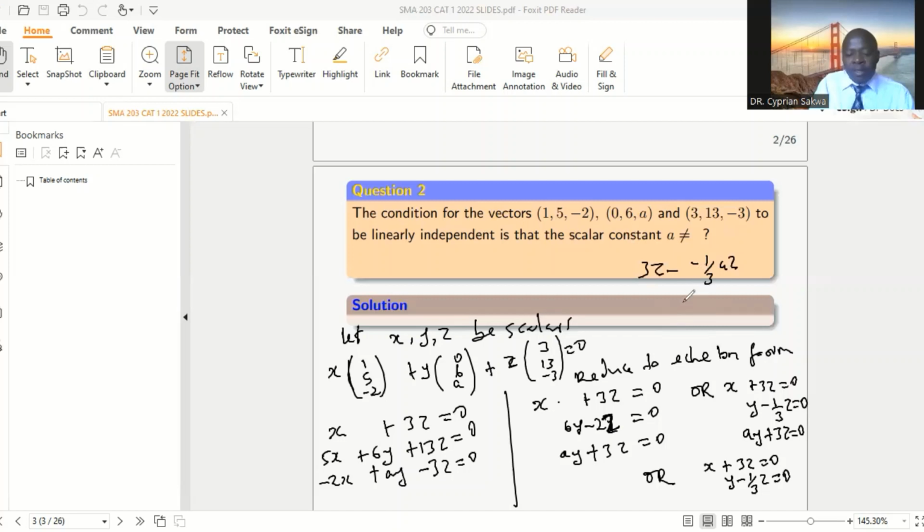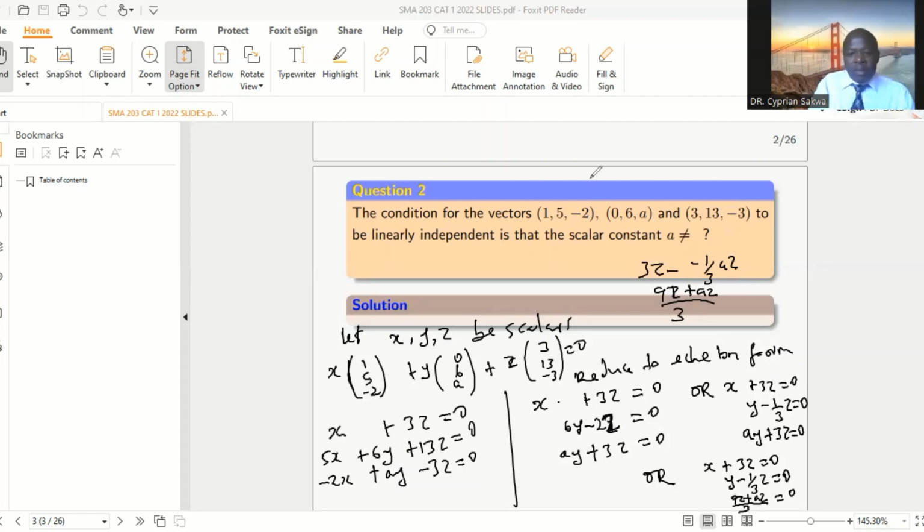These are like terms. If I were to simplify, this is what I would have: 9z plus az. Of course, this can be factorized. Let me just write it here. It is 9z plus az out of 3 is equal to 0.